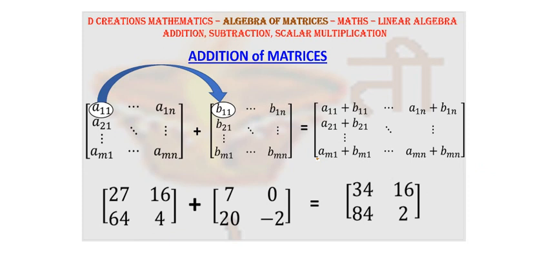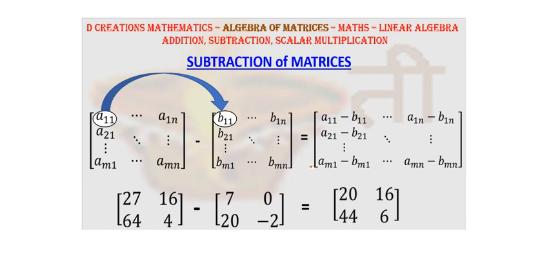So this is addition. Now subtraction, as you will see, the rule is the same. The only thing is the operation is subtraction. But you have to consider the corresponding elements. So A11 minus B11, A21 minus B21, AM1 minus BM1. Similarly, A1n minus B1n, you can see it here, or AMN minus BMN as seen here.